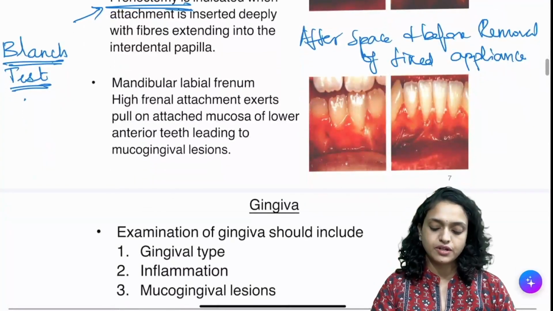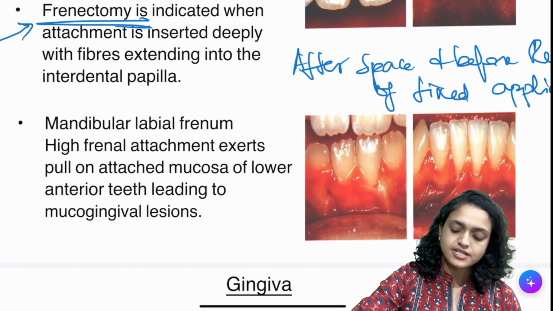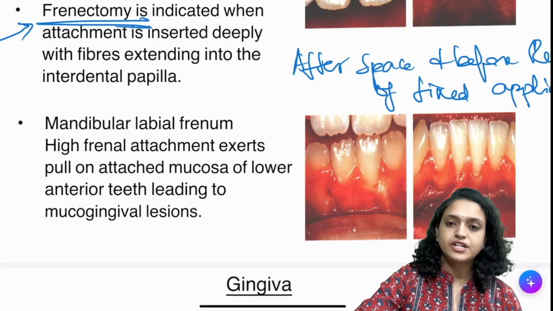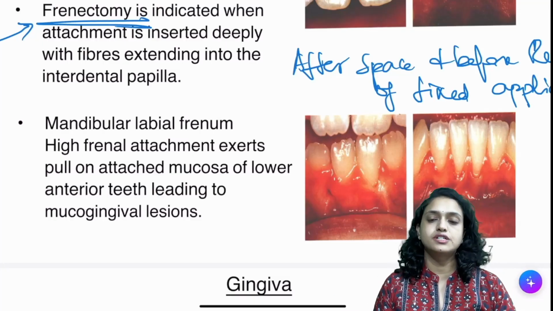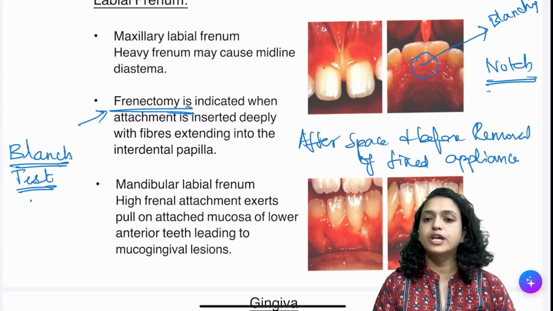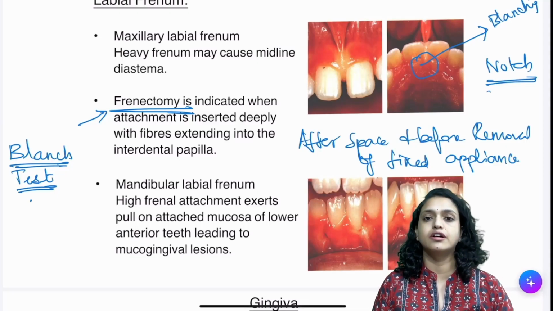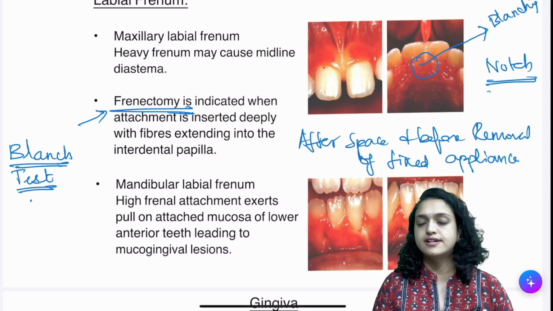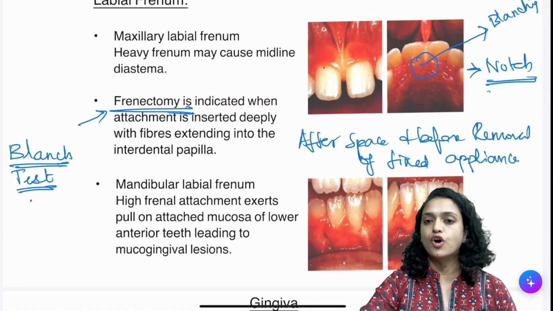Another frenum issue is your mandibular labial frenum. A high mandibular labial frenum, as you can see in this image, can cause labial recession. So removal of a high frenum can help in maintaining the periodontal status of the lower anteriors. So this is regarding your frenum. With regard to the labial frenum, you need to know what procedure is done after space closure, frenectomy, and when it is done. The second is what test is done to identify a high frenal attachment, and you also need to know about the presence of a notch radiographically in patients who have a very high frenal attachment.